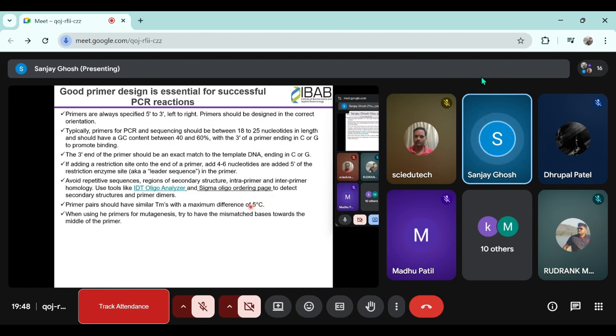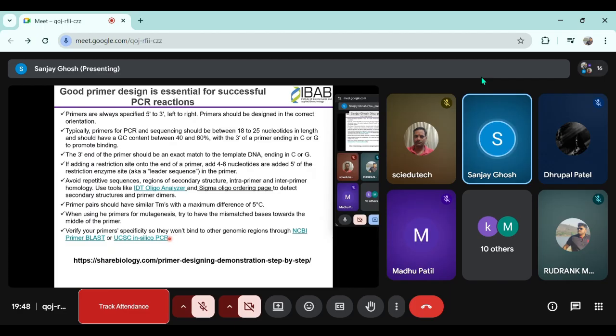So sometimes if we don't design the primer well, even PCR won't work and DNA assembly will never work, right? So this is something to keep in mind. And then when we are designing primers for mutagenesis, the mismatch bases should be in the middle of the primer, not at the 5' end, not at the 3' end. And finally, you have to know that the primer should not bind anywhere else in the genome other than what you want it to bind.